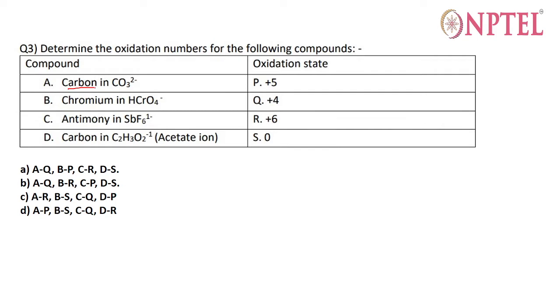So it is already written: carbon, chromium, antimony, carbon, etc. But from basic understanding, you also know which can have different oxidation states. So for this carbonate ion, you have to find what is the oxidation state of carbon. For this, what is the oxidation state of chromium. So I hope everyone is trying to solve this. Please write your answer in the chat section.